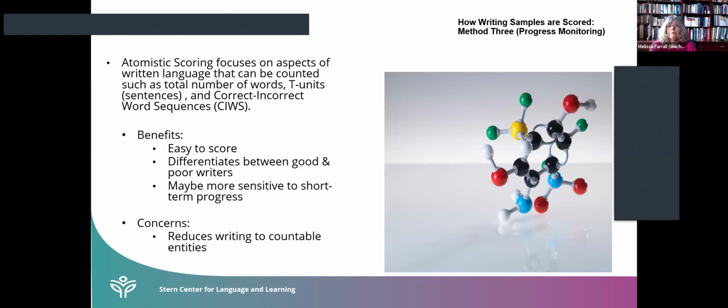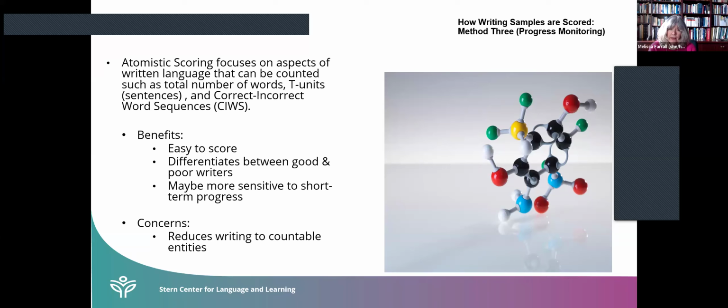We could count the number of words that have 7 or more letters. We could count the number of simple sentences, the number of compound sentences. And there's something that I'm going to show you called correct, incorrect word sequences, which is something else that we can count. So the thing is that we like things that we can count. Those things are relatively easy to score. Tell me what to count. I'll count it. I'll give you a number, and then we can look it up in a book. So easy to score, really black and white.